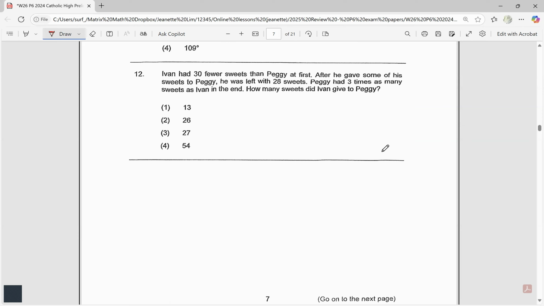Question 12. Ivan had 30 fewer sweets than Peggy at first. After he gave some of his sweets to Peggy, he was left with 28. Peggy had 3 times as many as Ivan in the end. How many did Ivan give to Peggy? Okay, let's start with the model. Ivan had 30 fewer than Peggy. So Ivan, Peggy. So Peggy had 30 more.